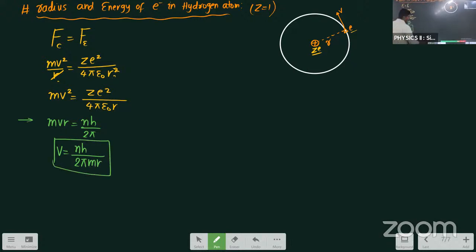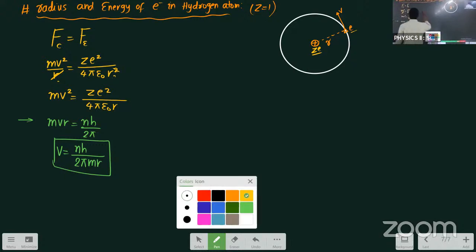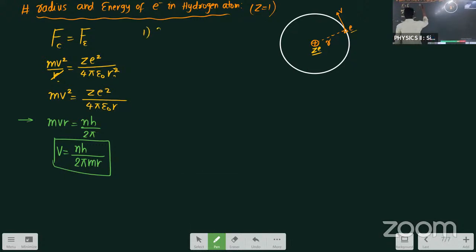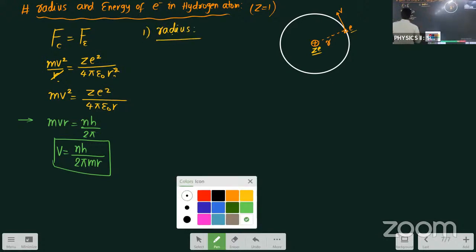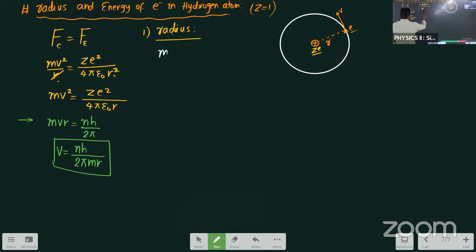Now we are going to determine the first expression. What is the first expression? Radius. We are going to obtain the expression for radius. Now carefully see here. What is the equation we got? We got one equation: mv square is equal to Ze square divided by 4 pi epsilon naught into R. Now what is the value of v we got? Let us substitute the value of v here.